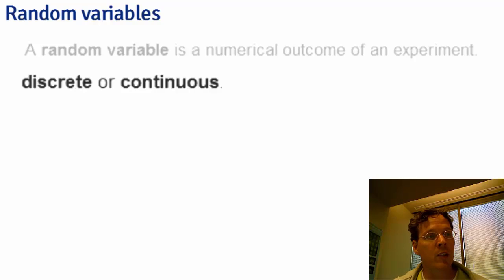Continuous random variables can take any value in a continuum. The way we work with discrete random variables is we're going to assign a probability to every value that they can take. The way that we're going to work with continuous random variables is we're going to assign probabilities to ranges that they can take.